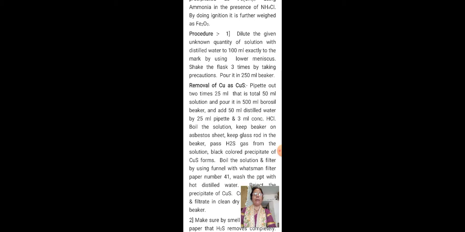Now, for TYBSC only, interfering radicals are there. In SY and FY we don't have them; we directly use nitric acid and change Fe2+ to Fe3+. So for TYBSC you have to take care to remove the interfering radical, and in this practical copper is the interfering radical. So how do we remove it?